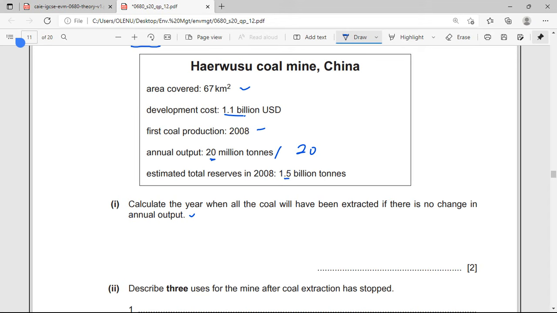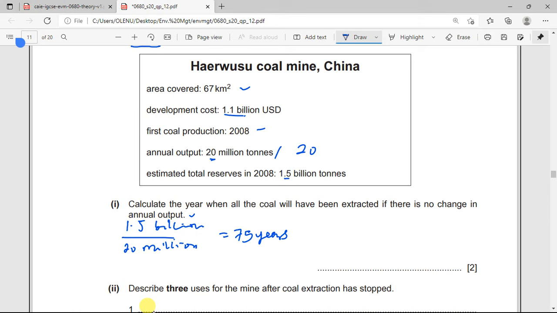So for you to know the year in which it will be exhausted, you have to divide 1.5 billion by 20 million. And once you do that, it will give you 75. That means for a single year it's 20 million, so it will give you 75. So you need 75 years for it to be exhausted.